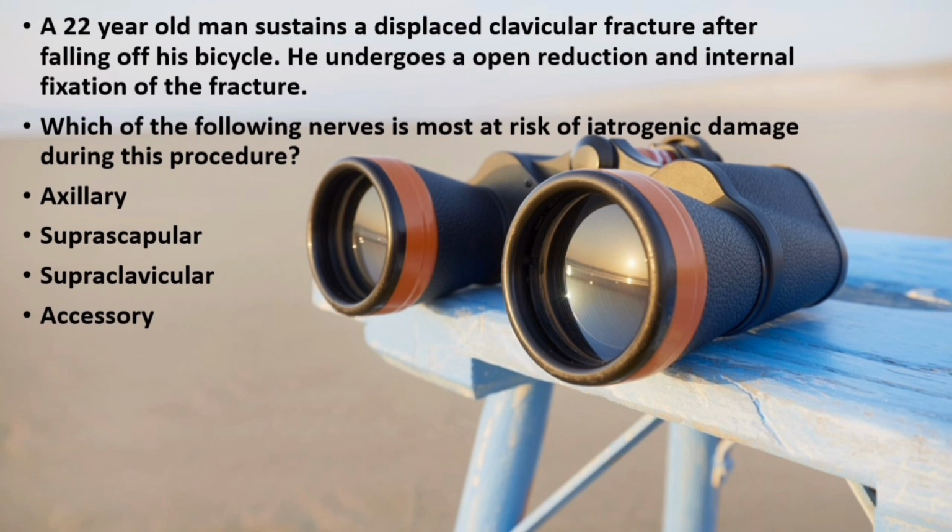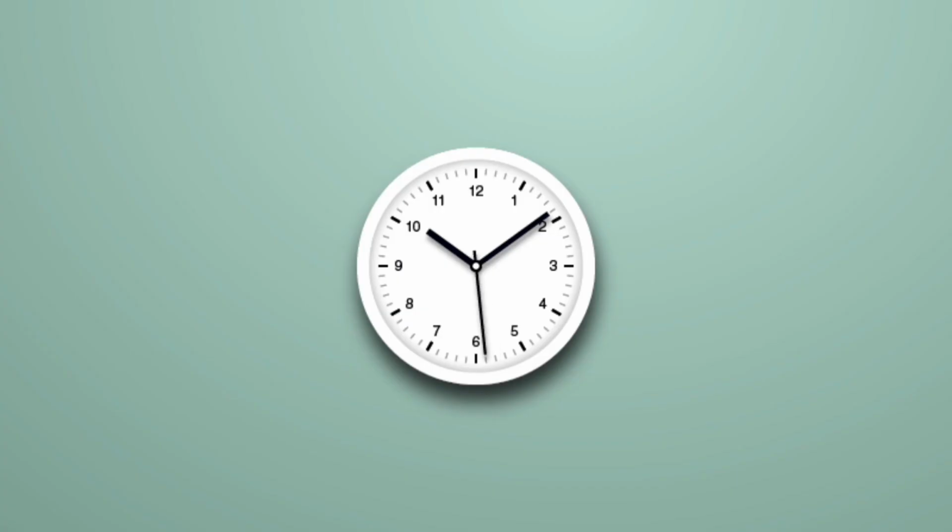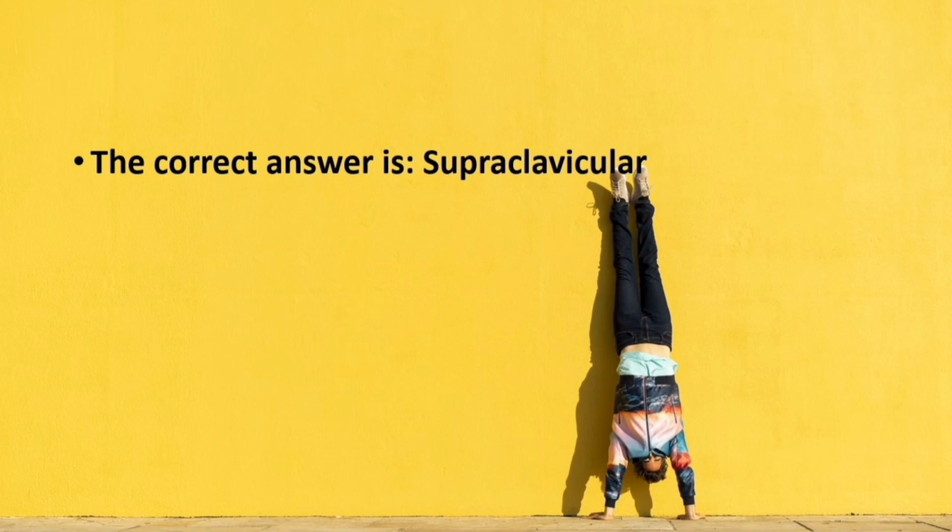A 22-year-old man sustains a displaced clavicular fracture after falling off his bicycle. He undergoes an open reduction and internal fixation of the fracture. Which of the following nerves is most at risk of iatrogenic damage during this procedure? Axillary, suprascapular, supraclavicular, accessory. The correct answer is supraclavicular.